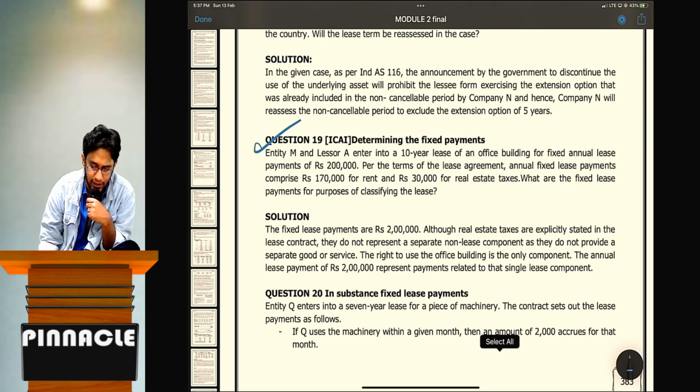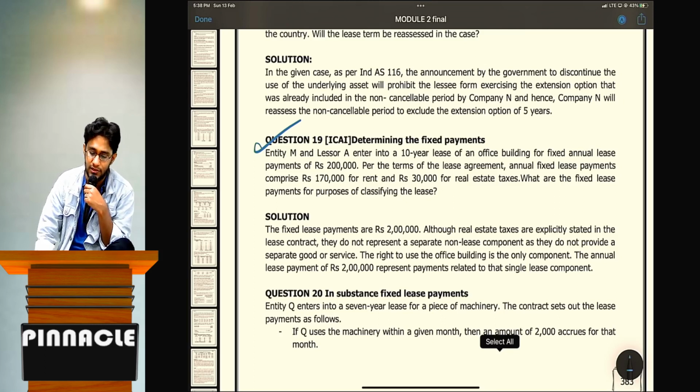Entity M and lessor A enter into a 10-year lease of an office building for a fixed annual lease payment of 2 lakhs. As per the terms of the lease agreement, annual fixed lease payments comprise of 1,70,000 rupees for rent and 30,000 for some taxes. What are the fixed lease payments for the purpose of classifying the lease?